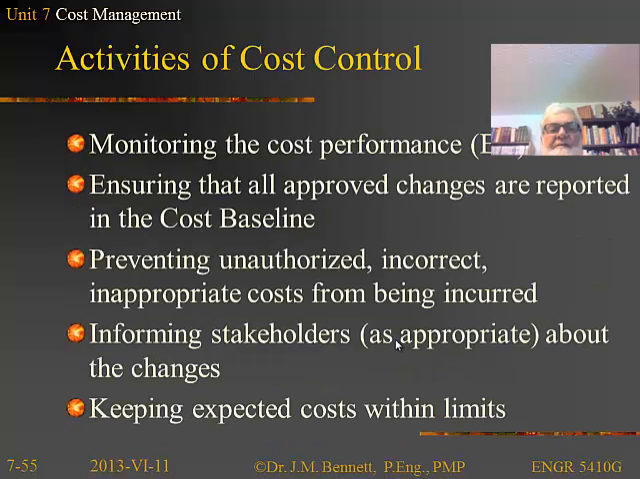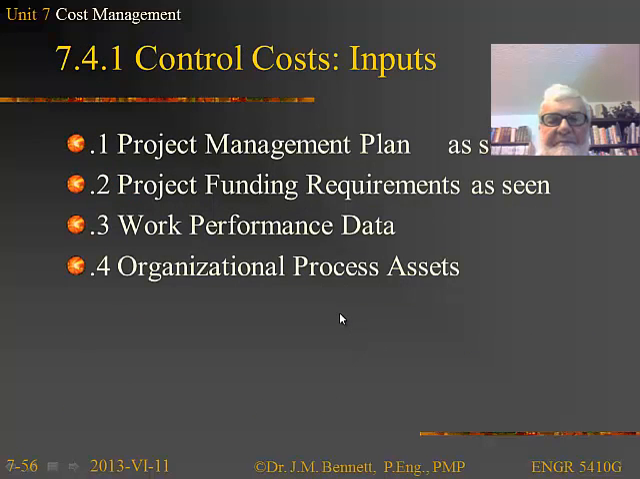Some of our activities are, first of all, and the biggest one, monitoring the cost performance with earned value. Then we have to ensure that all approved changes are reported in the cost baseline. We want to make sure that no unauthorized, incorrect, or inappropriate costs are incurred, and we have to inform the stakeholders of our progress or lack of it. So let's take a look at the inputs.